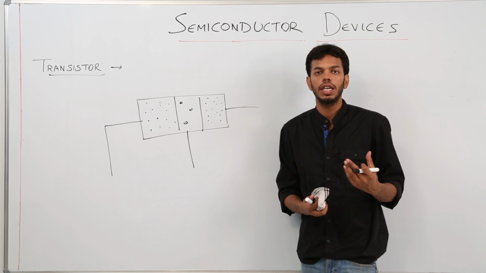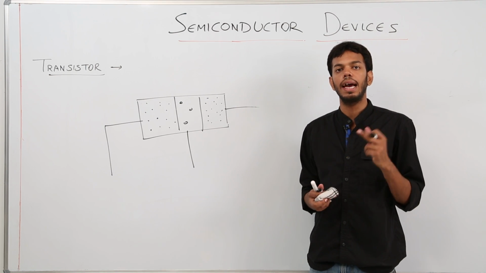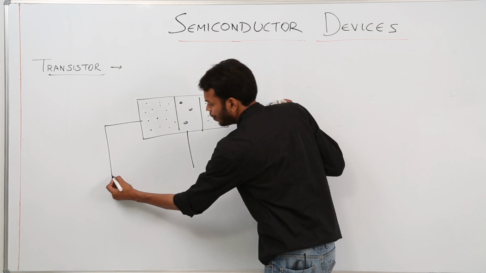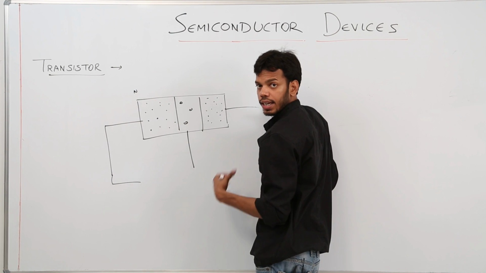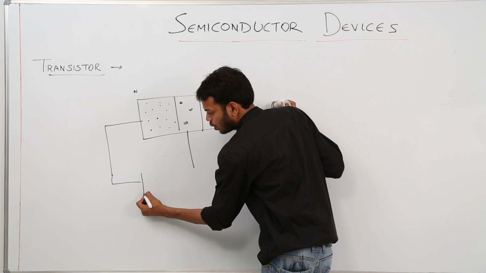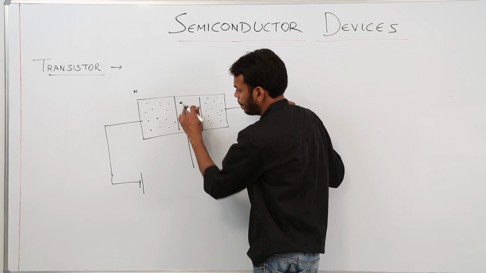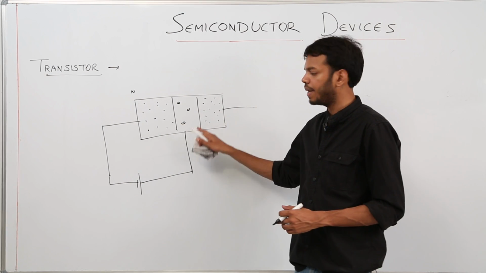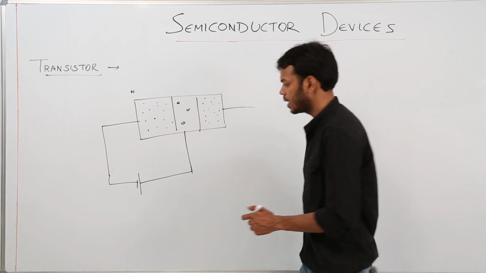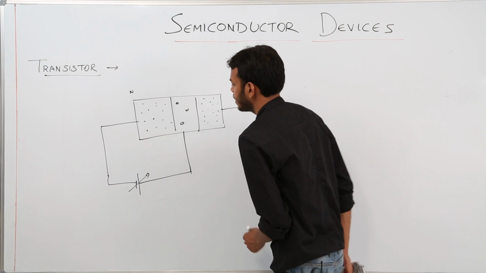We have to do what? We have to forward bias the emitter base region. How can we forward bias it? The emitter is what right now? It is N type, so it will be connected to the negative terminal of the battery, and the P part will be connected to the positive terminal of the battery. So now this emitter base junction is forward biased, just to make it variable, right?